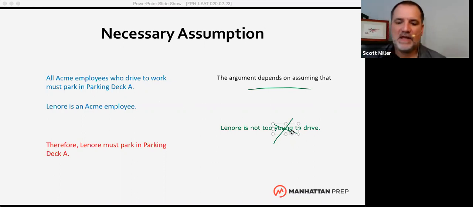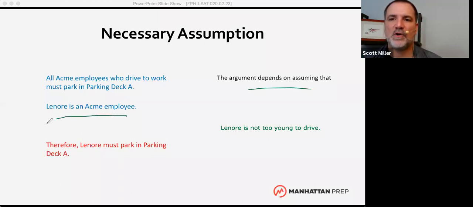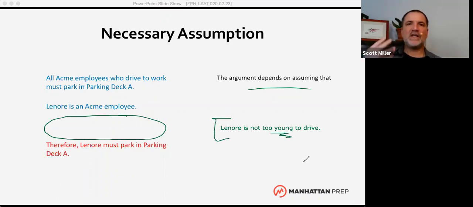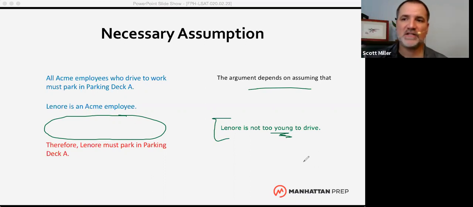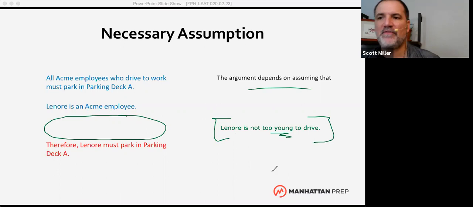There are almost an infinite number of possible objections. When you leave a big hole in the argument, that opens the argument up to all kinds of objections. So it's okay if an answer choice to a necessary assumption question brings in some new information. The question is, is that new information relevant to the argument? Does this answer choice help defend the argument against something that would possibly hurt it?